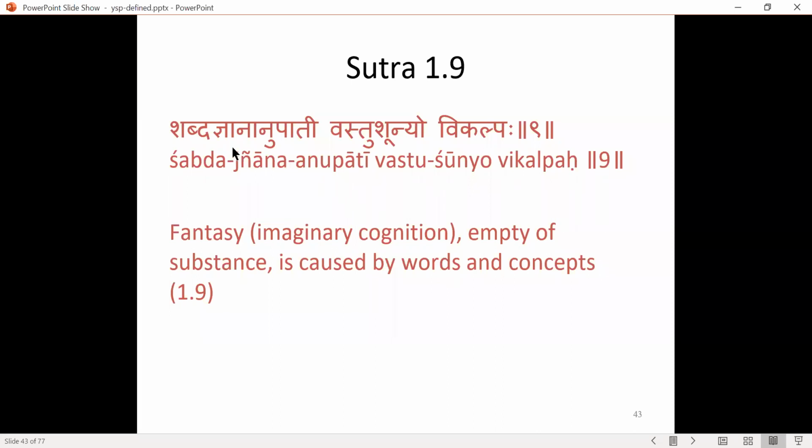The words are Shabda Jnana, which is knowledge based on the sound of a word or a word itself. That knowledge or cognition which follows, anupati means it follows that word, or the knowledge that we have in our mind based on that word, but it is vastu shunya. Shunya means empty, nothing, zero, basically nothingness. There is no object, vastu is an object. There is no object associated with it. We hear a word, and then we create some imaginary concept about that word. That's Vikalpa. Vikalpa means imagination, fantasy.